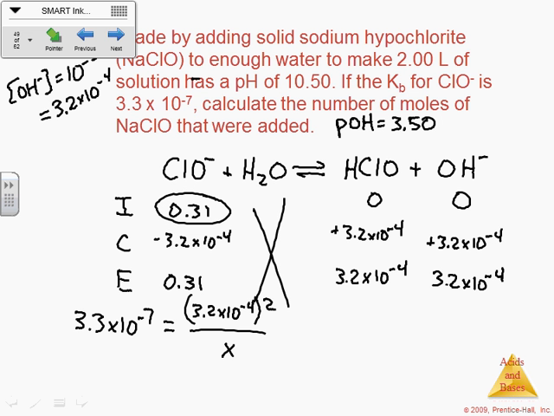Now what they're asking for is the number of moles of NaClO that got added. Okay, so we've got our molarity. So you've just got to think about your equation for molarity, moles over liters. So we've got a volume of 2. We've got a molarity of 0.31. Multiply those together. That will give you your number of moles. So 0.62.